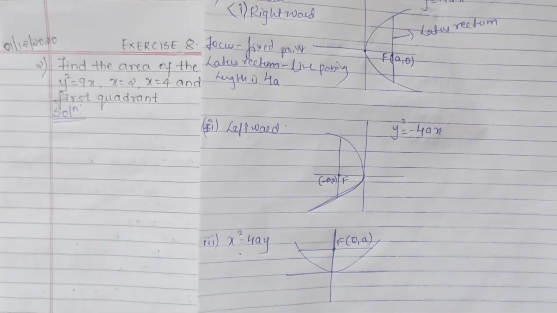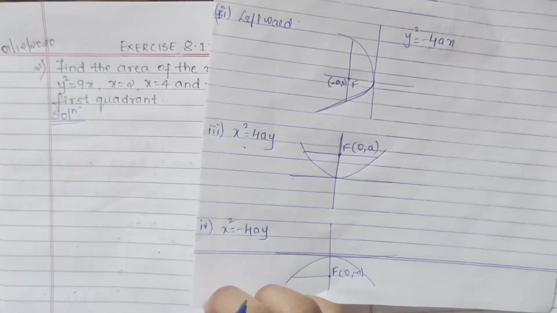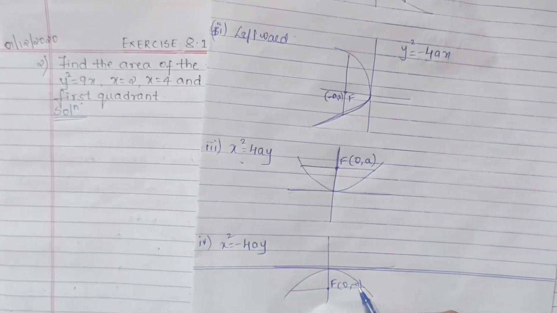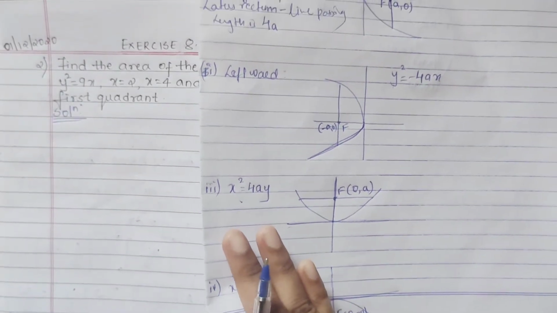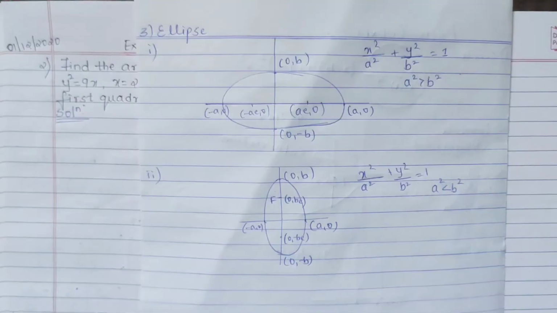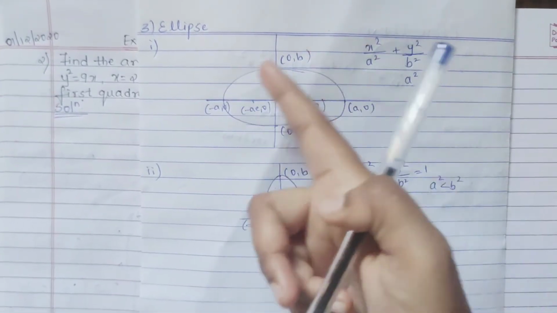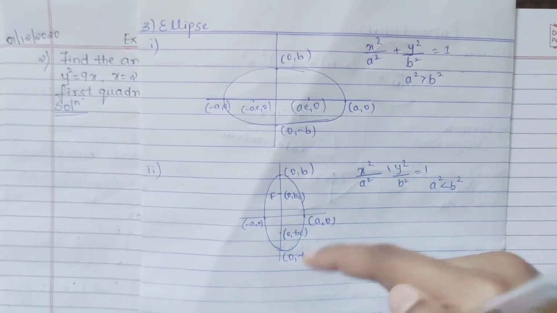Okay, in the same way when it is downward, same, and equation is x square is equal to minus 4ay, so focus also will be 0 comma minus a. Okay, this is about your parabola. Next comes ellipse. See, ellipse also two major things are there. One towards your x axis, means like this, horizontally, and vertically you can tell like this.